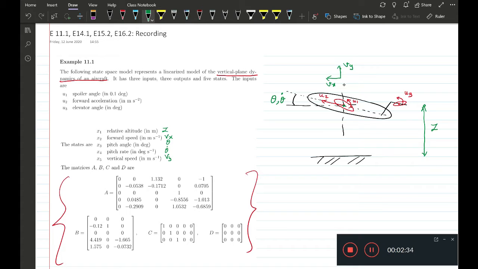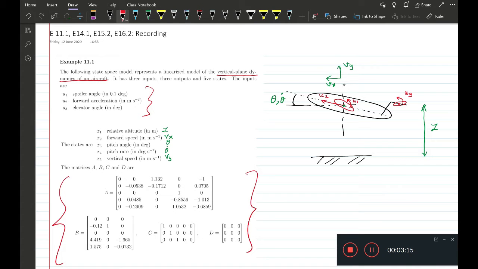I'd like to have a small disclaimer that I could not really find a derivation of this model, and so we now take this model at face value without going into the physics and just treat the problem as a control problem given some state space matrices. So the control inputs which are given here are represented in the sketch as u1, which is the spoiler angle, u2 as the forward thrust, the forward acceleration, and u3 as the elevator angle.